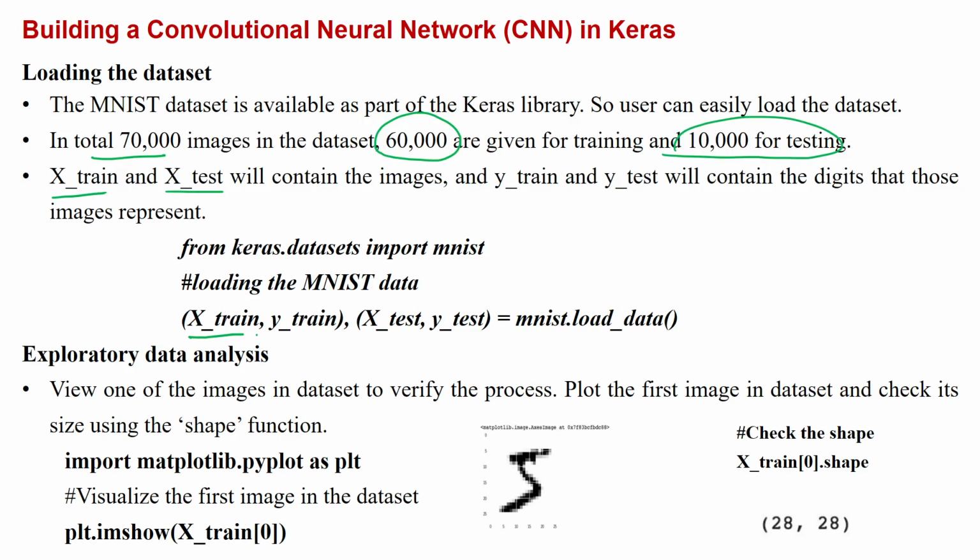So x_train is going to have the features of the training images, and y_train is going to have the actual output of these training images. The testing data set is going to have 10,000 images, so x_test is going to have the features of the given data set, and y_test is going to have the corresponding actual output of these samples.